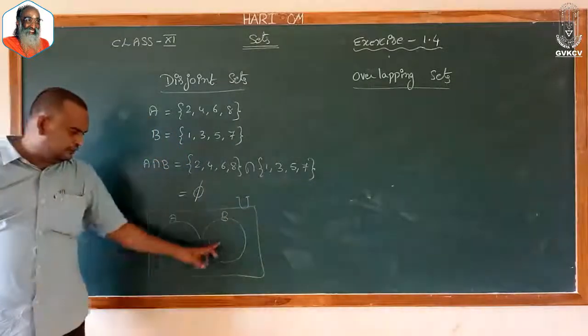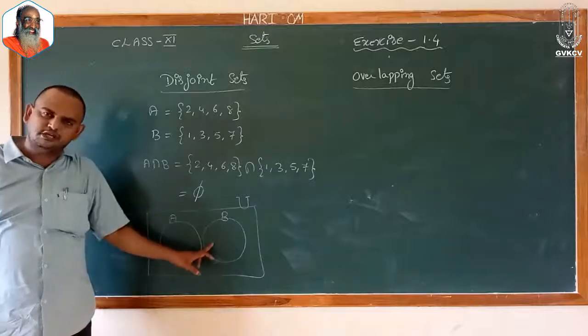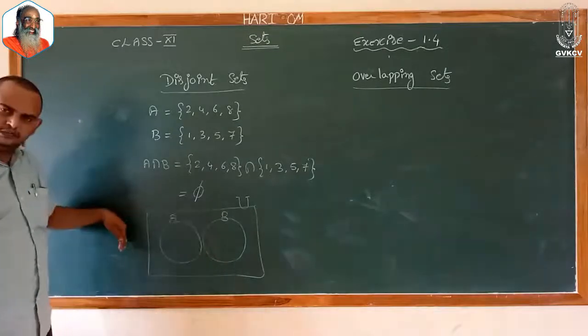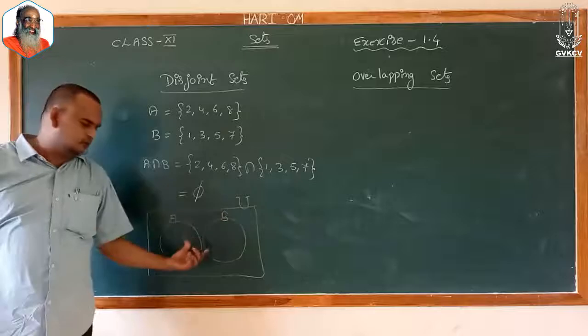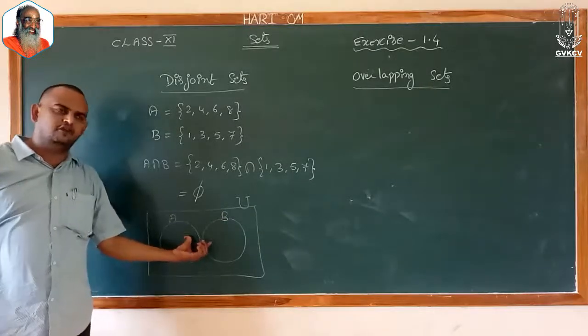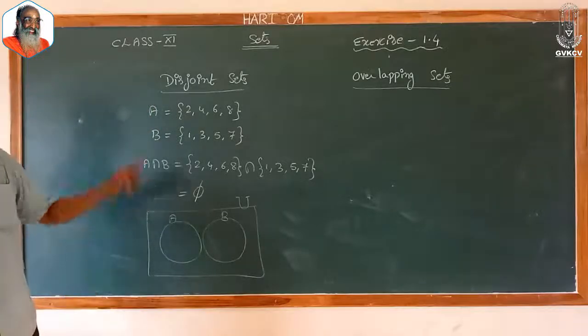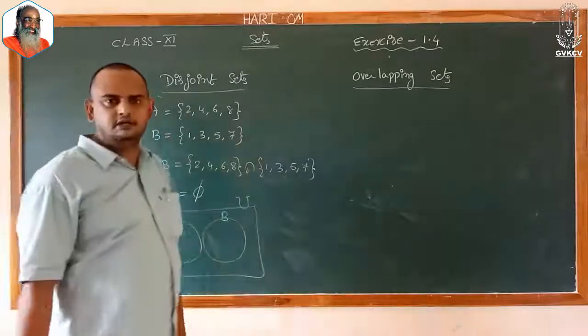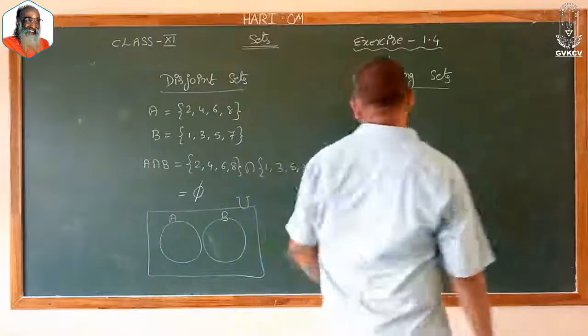Now you see, do you have any overlap between these two sets? Set A is separate on its own, set B is separate on its own. There is nothing common between these two sets. This is the Venn diagram for disjoint sets. Now what about overlapping sets?